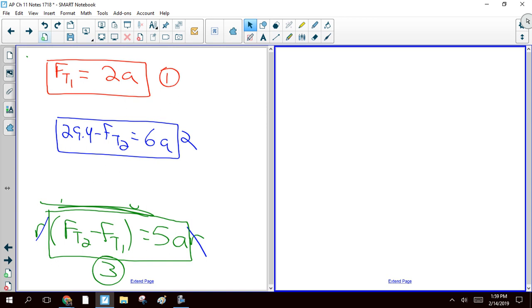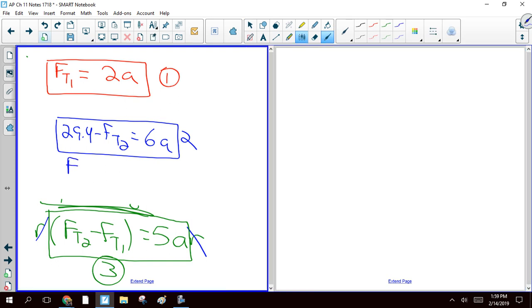What is probably the easiest way to do this? We've already got FT1 solved in terms of a. Let's solve for FT2 in terms of a. If I rearrange this, you get FT2 equals 29.4 minus 6a. Now I'm going to plug this into here, and this into here, and solve for a. And the whole problem falls apart, right?